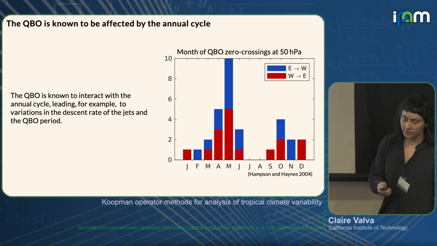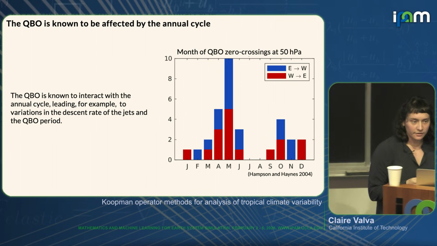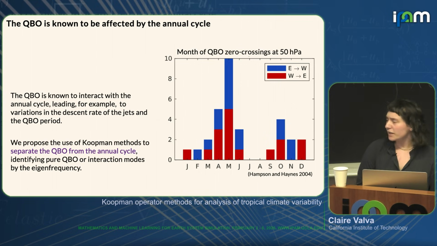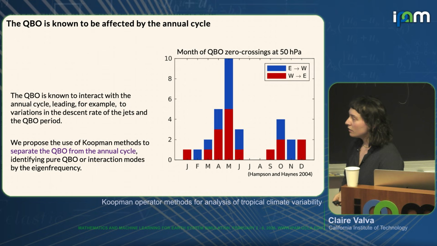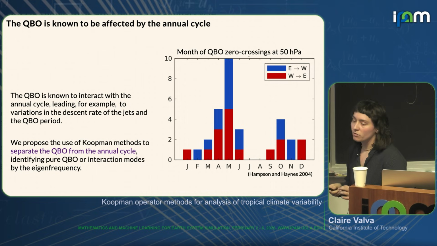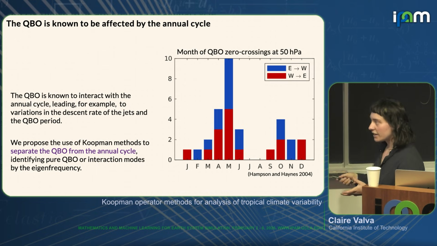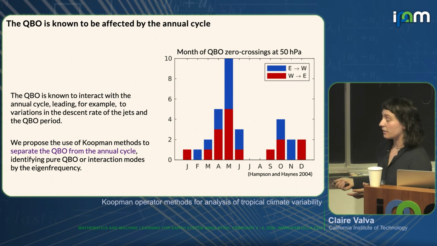Exactly the cause of this is not fully known. We're going to use these methods to try to separate the QBO from the annual cycle, to quantitatively measure this effect, and then you can use that to investigate the causes of this slowing down.